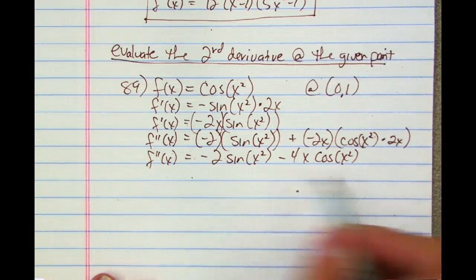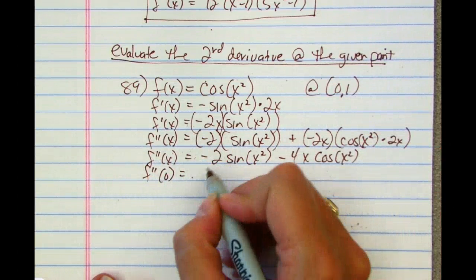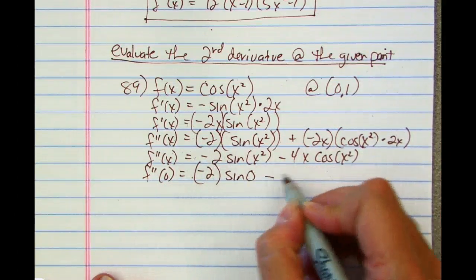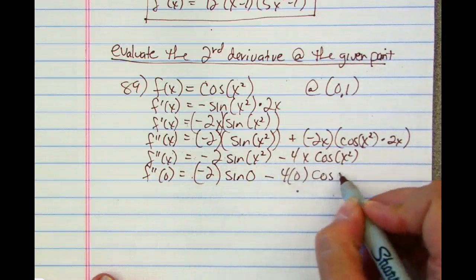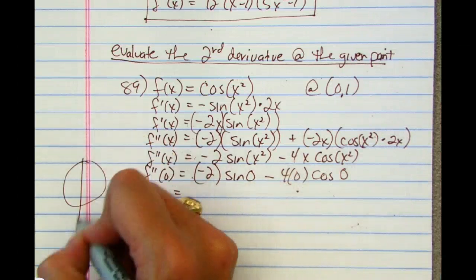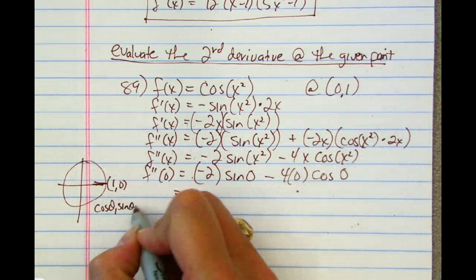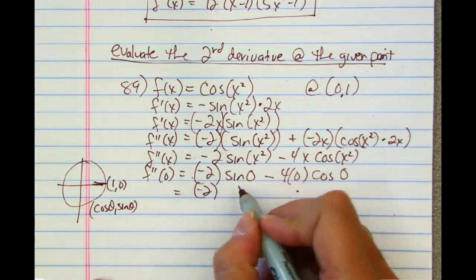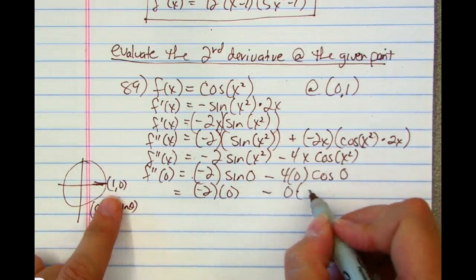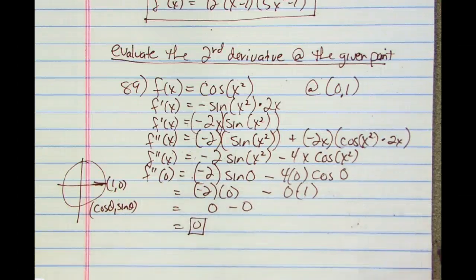Now I'm supposed to evaluate this second derivative at this point 0, 1, which means I just enter in 0 for x. Negative 2 times sine of 0 squared is 0, minus 4 times 0 cosine of 0. So let's make a small unit circle. I'm here at 0. That ordered pair is 1, 0, and every ordered pair is cosine theta, sine theta. So negative 2 times, let's see, that would be 0. 4 times 0 is 0, and cosine of 0 is 1. But that is still 0. That is still 0. So that is the answer that they are looking for.